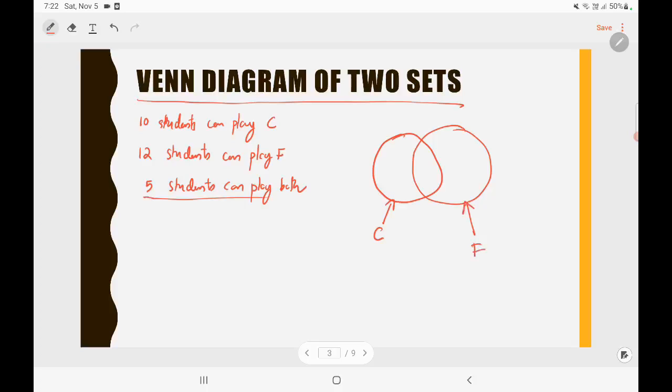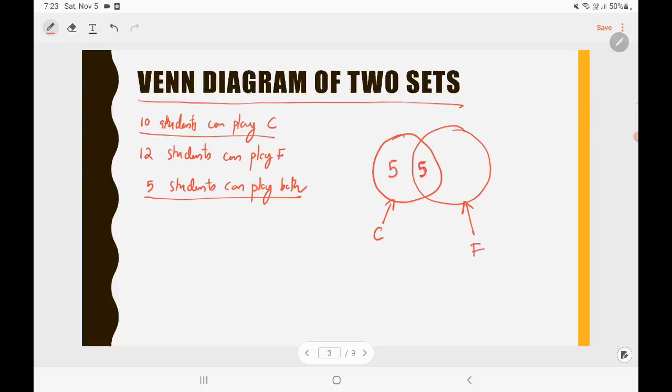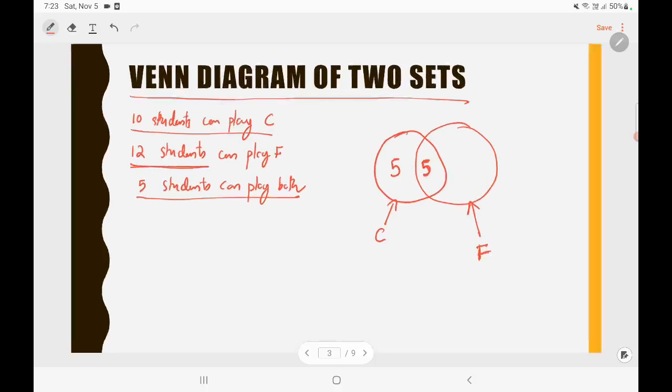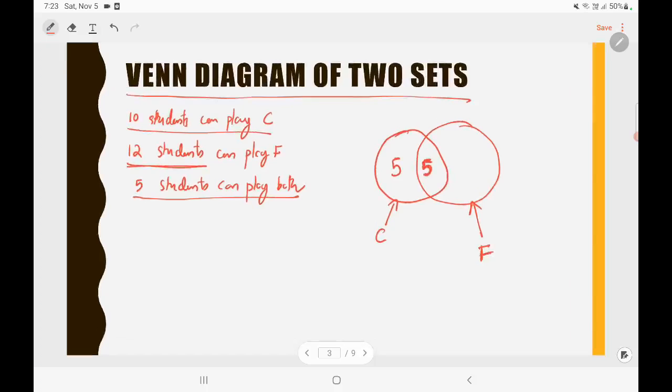It is said that 5 students can play both. So 5 we will write in the intersection of cricket and football, and there are 10 students who can play cricket. So we have already written 5 here, so we will write 5 here, right? 5 plus 5 is 10. Now in the circle of football we have to write 12 students. We have already written 5 in this intersection, so the remaining 7 we need to write here.